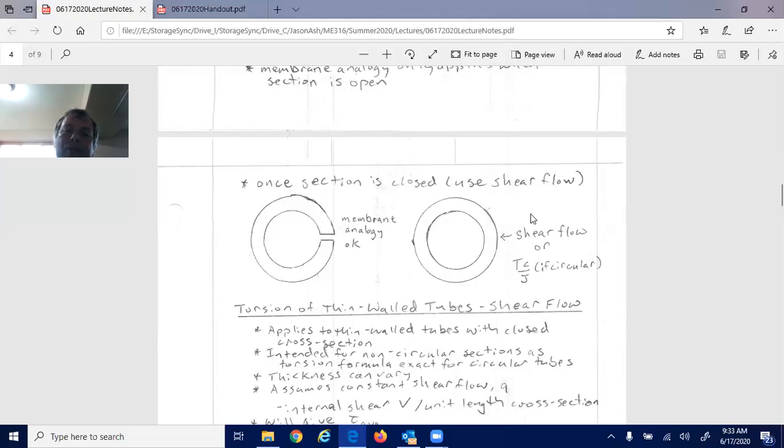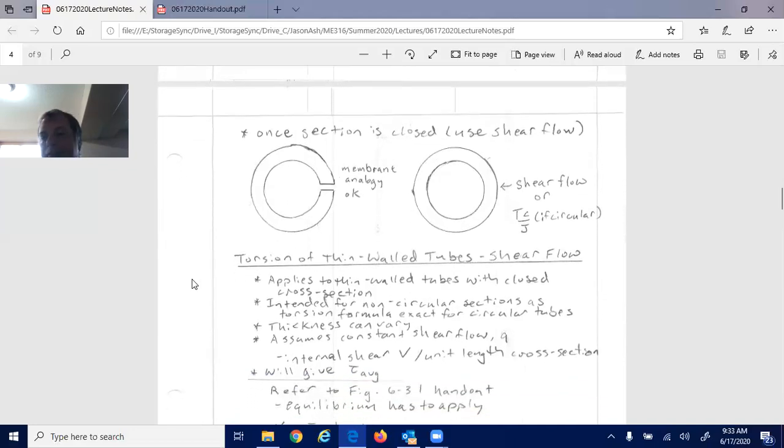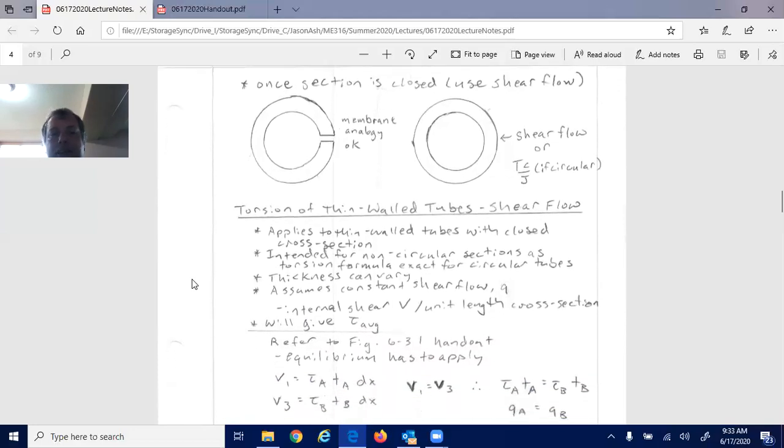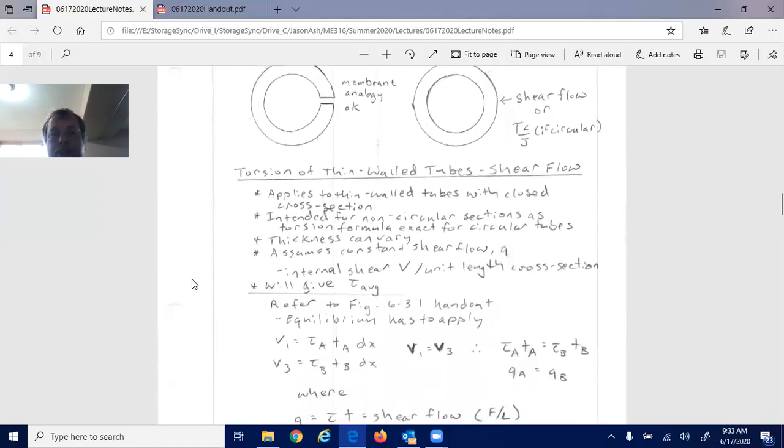And shear flow is intended more for the torsion of non-circular tubes. But we're going to go through an example problem where we just kind of compare and contrast the results of the torsion formula for this shape, the shear flow for this shape, and what happens when you put a slot in, just so that we can see those differences and have some confidence in what the shear flow is providing. So that is the next topic, the torsion of thin-walled tubes, shear flow.